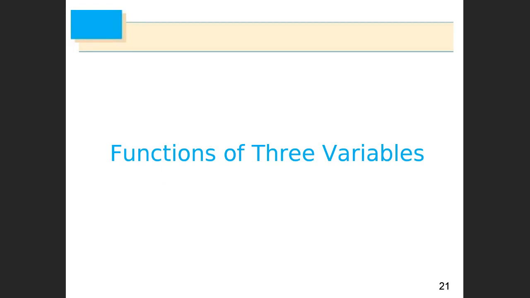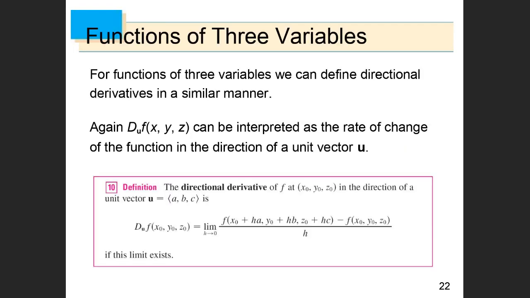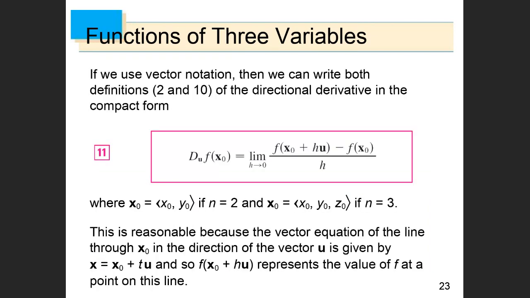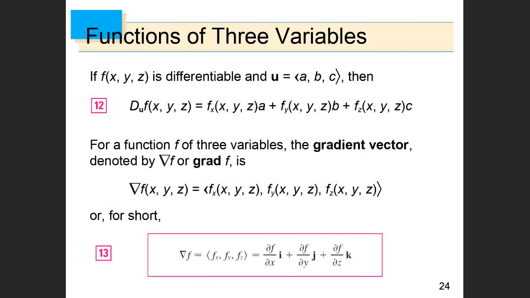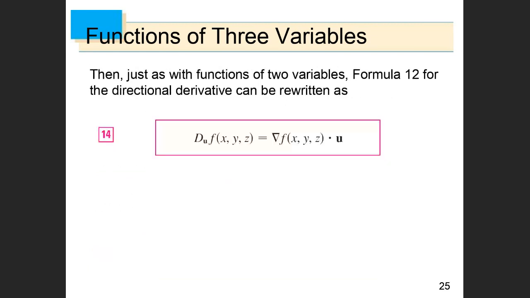Then we talked about functions of three variables. So we extended the problem and wrote the definition of the directional derivative. If u, for instance, has components a, b, c, then this is the limit definition of the directional derivative, which is just an extension, with a third variable z and third component c, of the one we've seen with two-variable functions. We also wrote it using the gradient. We defined the gradient for three-variable functions, and we wrote the directional derivative using the gradient. It's exactly the same.